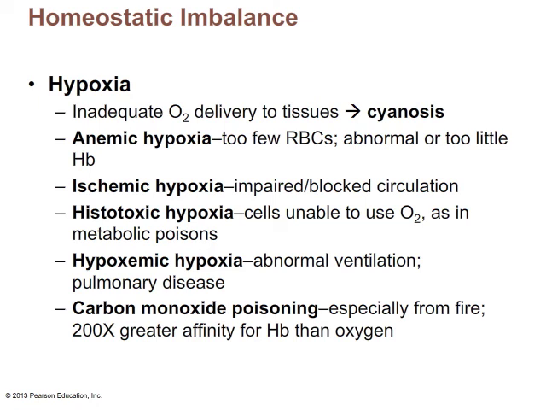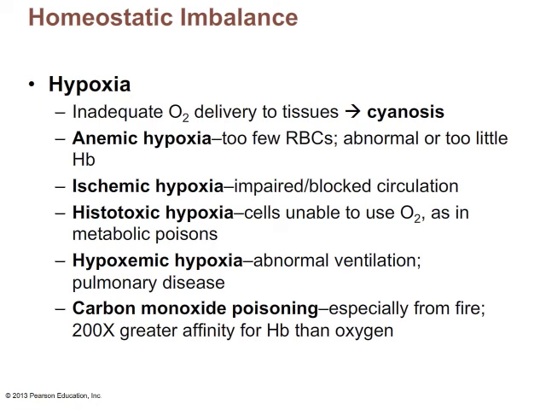We have anemic hypoxia if somebody has too few red blood cells, and that is they would have a reduced packed cell volume or hematocrit. Another example of hypoxia is ischemic hypoxia, and ischemic hypoxia is usually caused by impaired blood flow due to a blocked blood vessel. Another type of hypoxia is called histotoxic hypoxia. Remember that histo means tissues and toxic means something that is poisonous. So histotoxic hypoxia results when cells are unable to use O2 as a result of metabolic poisons. On the other hand, hypoxemic hypoxia, which is a mouthful, is caused by abnormal ventilation.